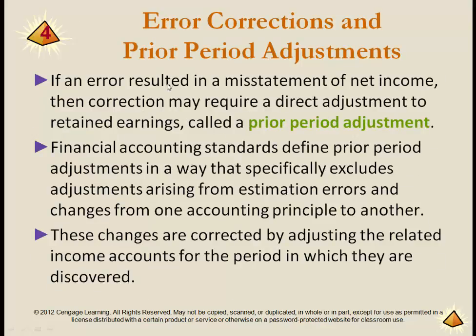If they have prior period adjustments, the standards say that they're going to go directly to retained earnings as opposed to going through the income statement. So if they made a mistake in their financial statements, typically they're going to go straight through retained earnings and not go through the income statement, because you don't want to distort the income statement. It really depends on what kind of error it is.